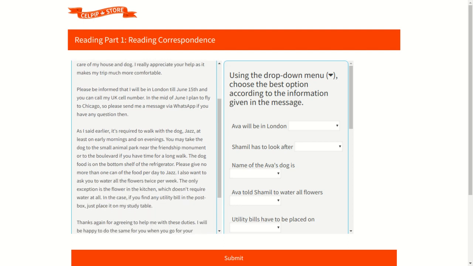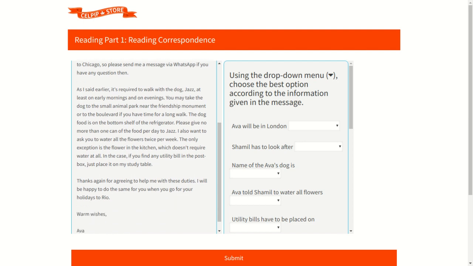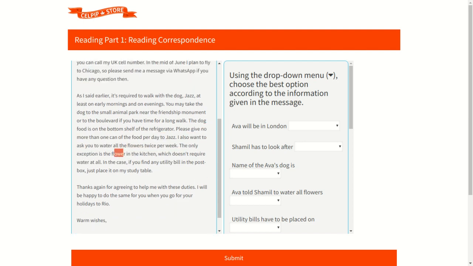As I said earlier, it's required to walk with the dog, Jazz, at least on early mornings and on evenings. You may take the dog to the small animal park near the Friendship Monument or to the boulevard if you have time for a long walk. The dog food is on the bottom shelf of the refrigerator. Please give no more than 1 can of the food per day to Jazz. I also want to ask you to water all the flowers twice per week. The only exception is the flower in the kitchen, which doesn't require water at all.